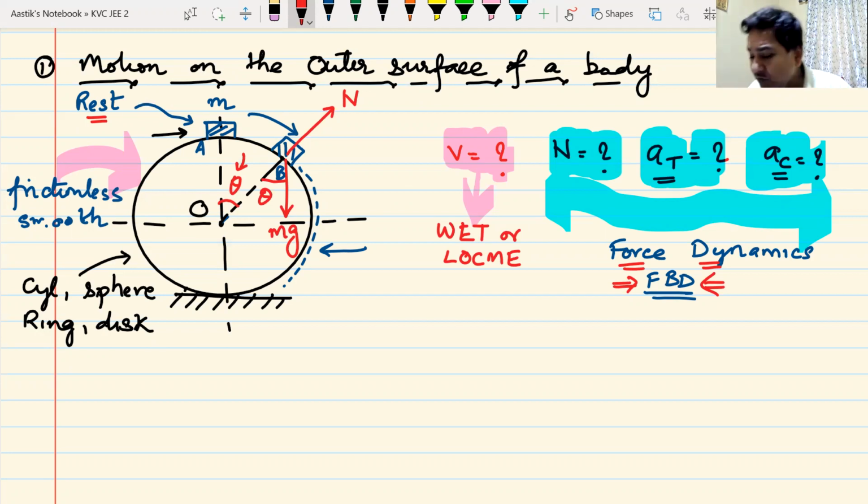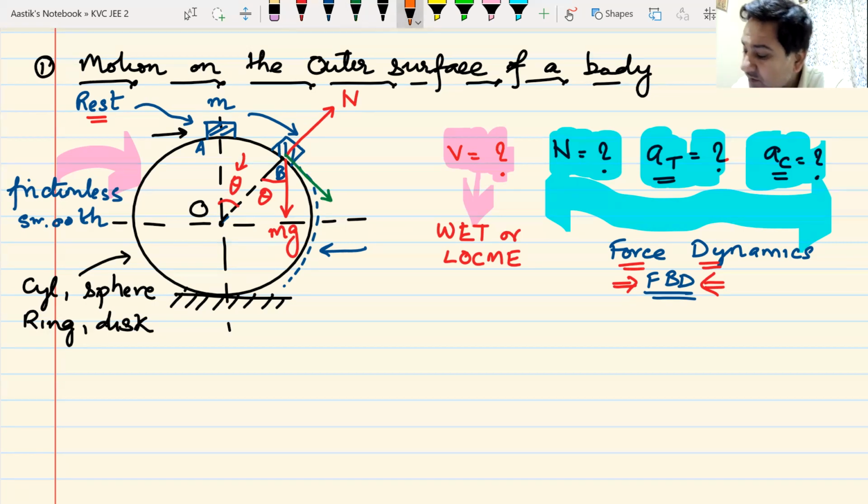Normal reaction is going in which direction? It is going in the centripetal direction. But weight mg is coming down, so I need to resolve weight into 2 components. Can anyone tell me what are the 2 components in which I will resolve the weight? One component will be like this, along the tangent, tangential.